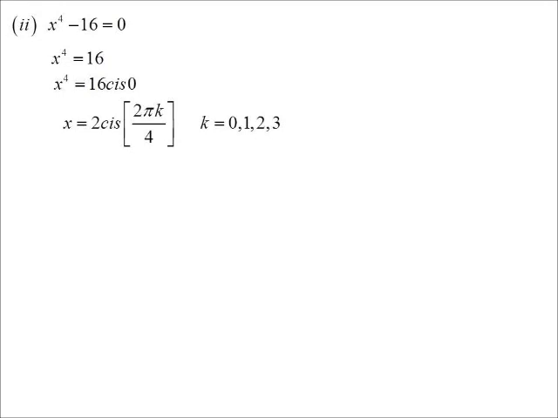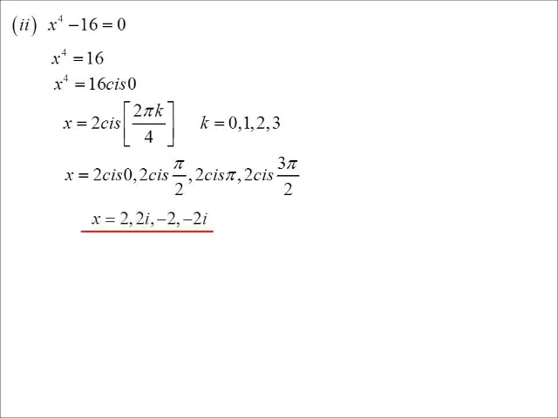Let's find the fourth root of 16. Okay, so x to the power of 4 is 16. 16 is, of course, 16 cis 0. The fourth root of 16 is 2. That's right, isn't it? 2 times 2 times 2 times 2, yes. Fourth root of 16 is 2. And I've just picked 4 consecutive numbers, 0, 1, 2, 3 to use. So I've got 2 cis 0, 2 cis pi on 2, 2 cis pi, and 2 cis 3 pi on 2. And so those answers would be 2, 2i, minus 2, and minus 2i.